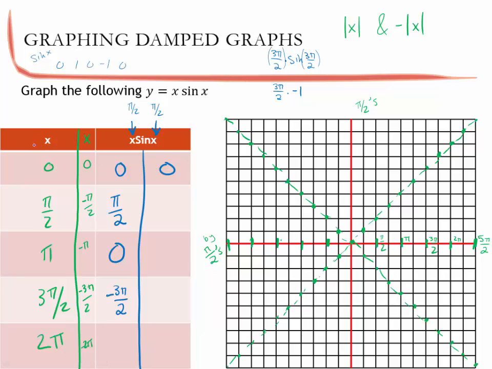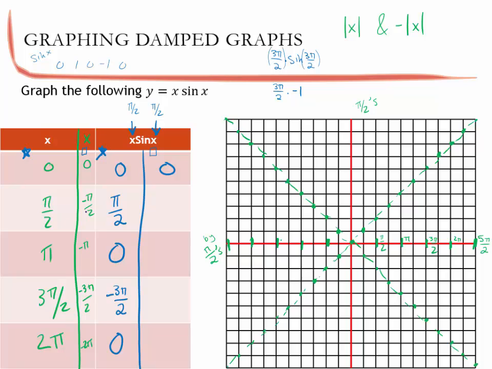I'm doing this column right here. I kind of neglected the second column. We'll get back to that in a minute. And then 2 pi is 0. And then it repeats itself. Let's do the other column. We'll call this the box column.